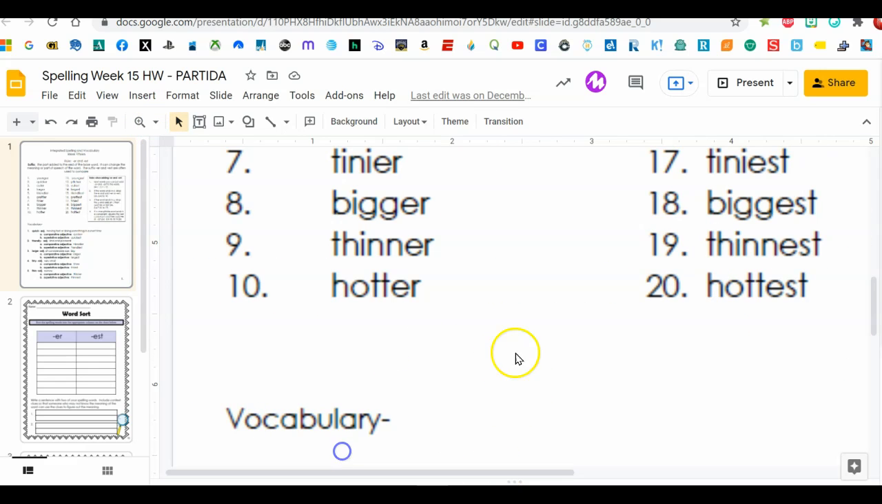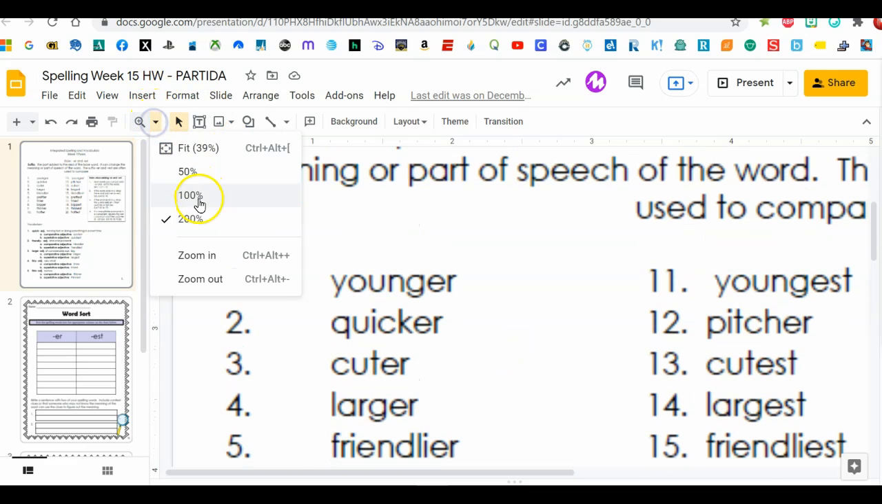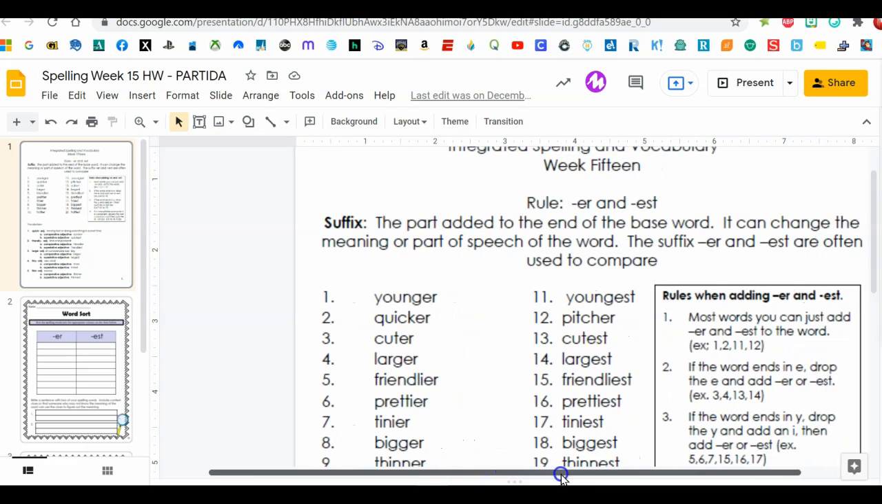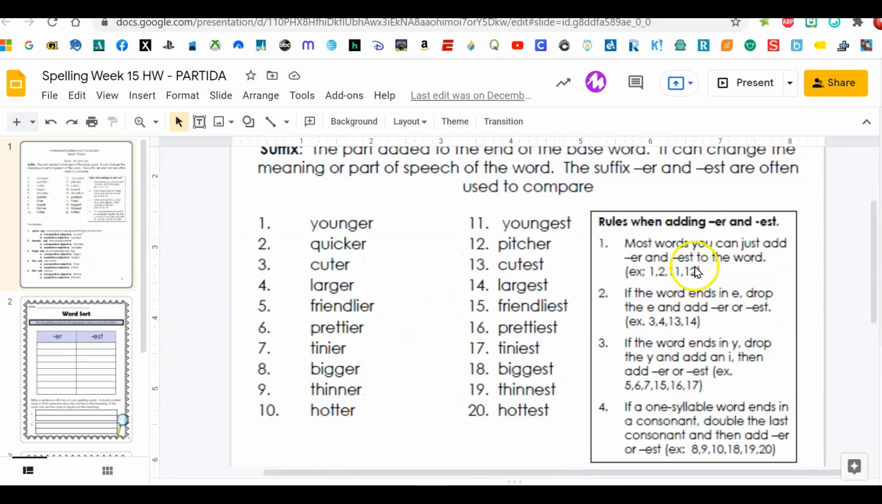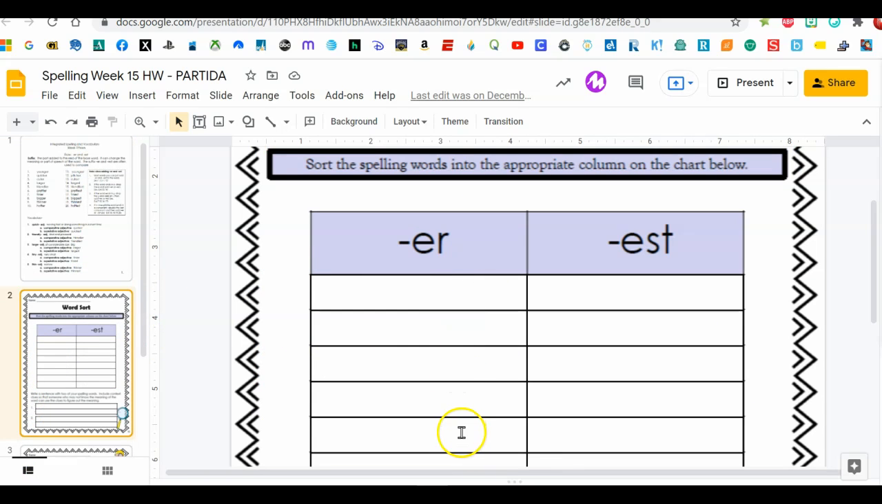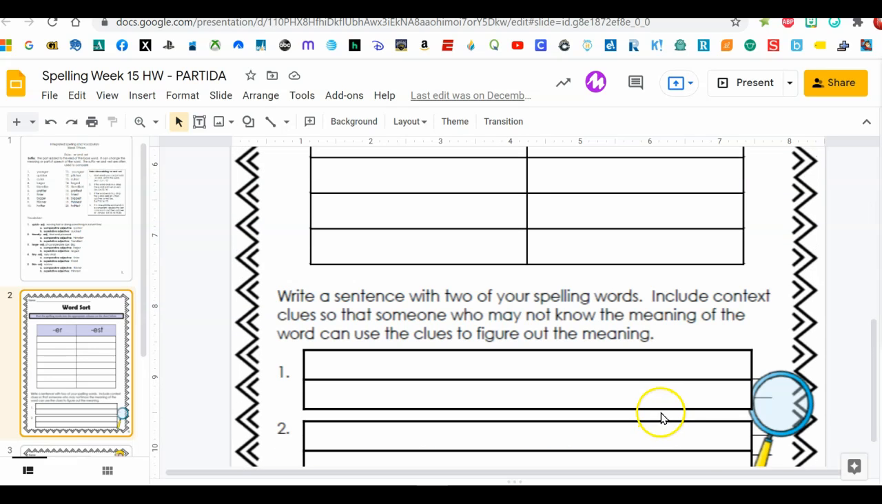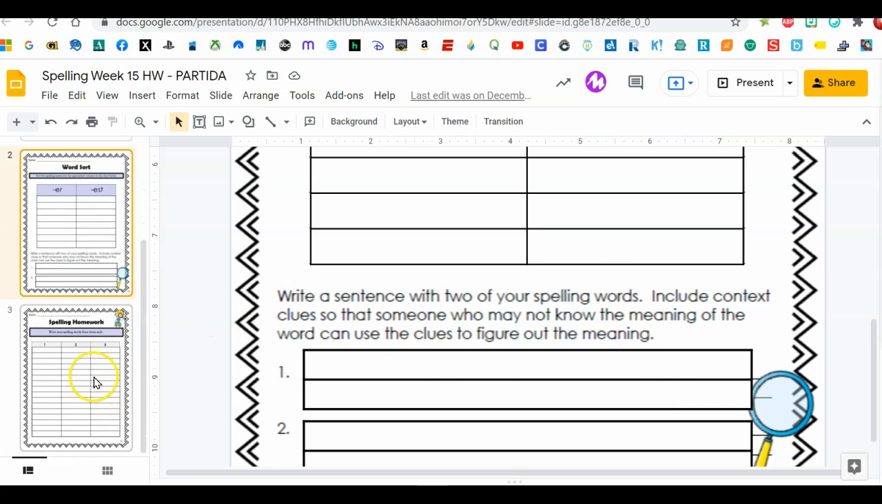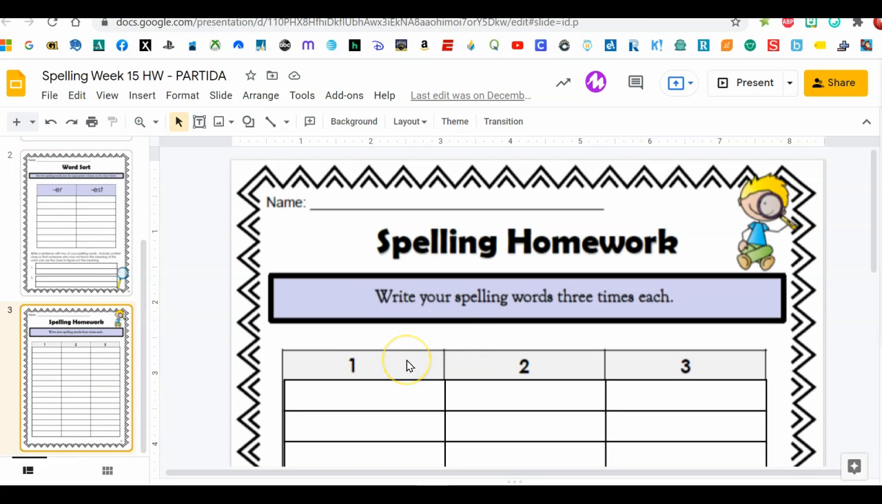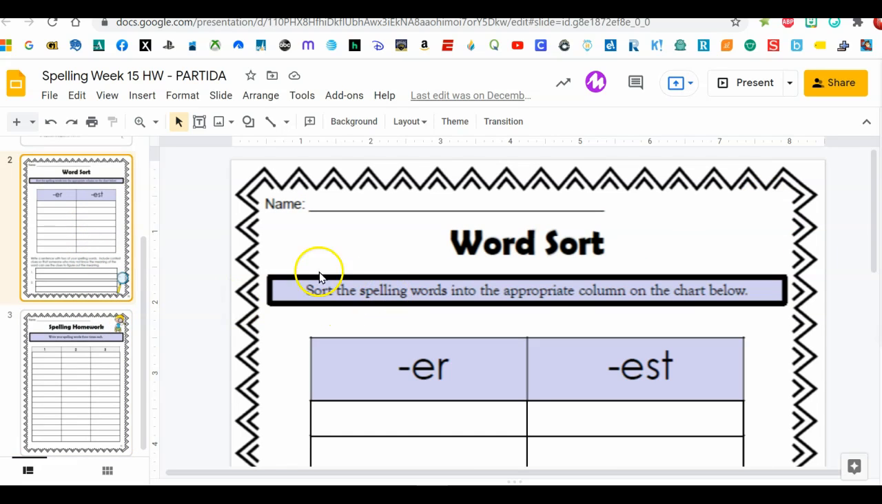So these are your spelling words right here. And you can see here the words they have right here. Okay. So tomorrow you're gonna do this one where you're gonna put all your words that are ER and all the words that are EST and write the two sentences at the bottom. Okay. And then Wednesday or Thursday, you could just finish writing them 3 times each. Okay. So you can start today. Start right now on this page right here.